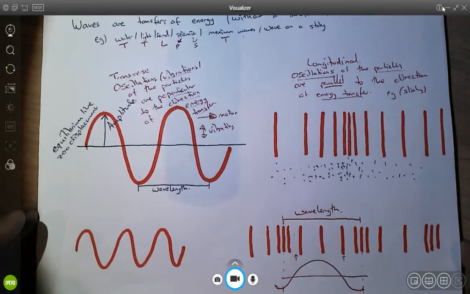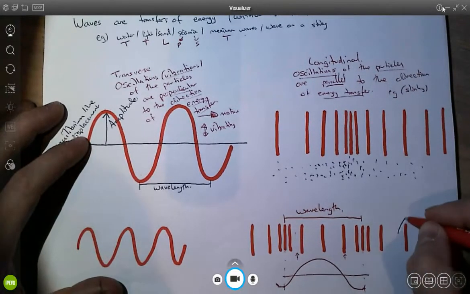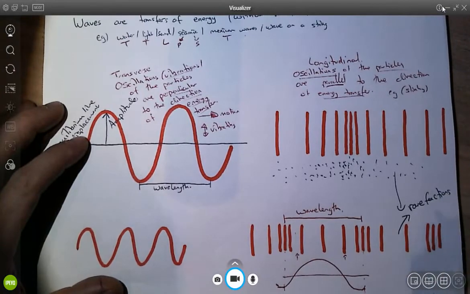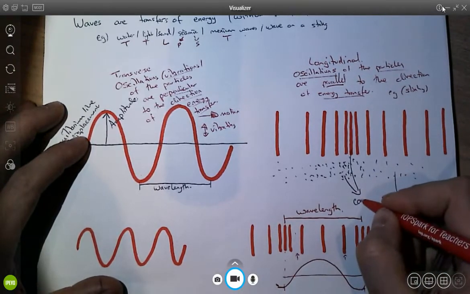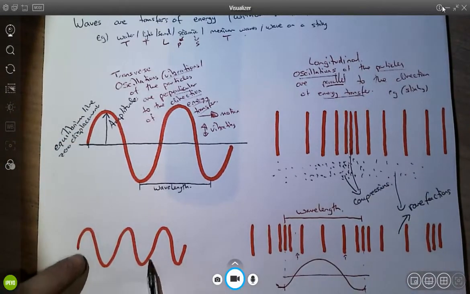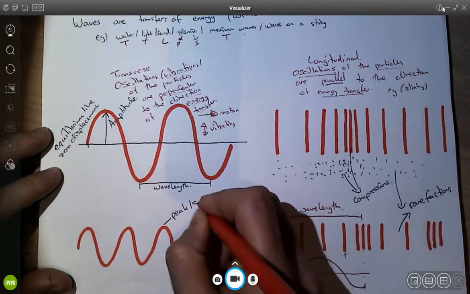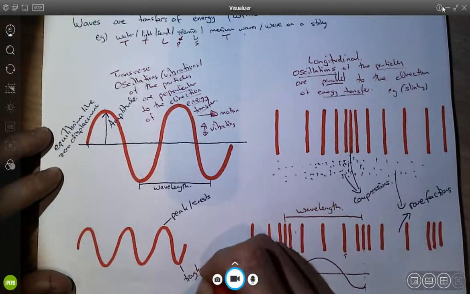How else could we label these diagrams? What else comes up? Well, we've got points where it's really, really spread out. These points here are known as rarefactions, which is not a word we use very often, but that is the formal term. And then the points where everything is close together or bunched up, these are compressions. And then on our transverse wave, we could talk about peaks or crests. We could also talk about troughs here.